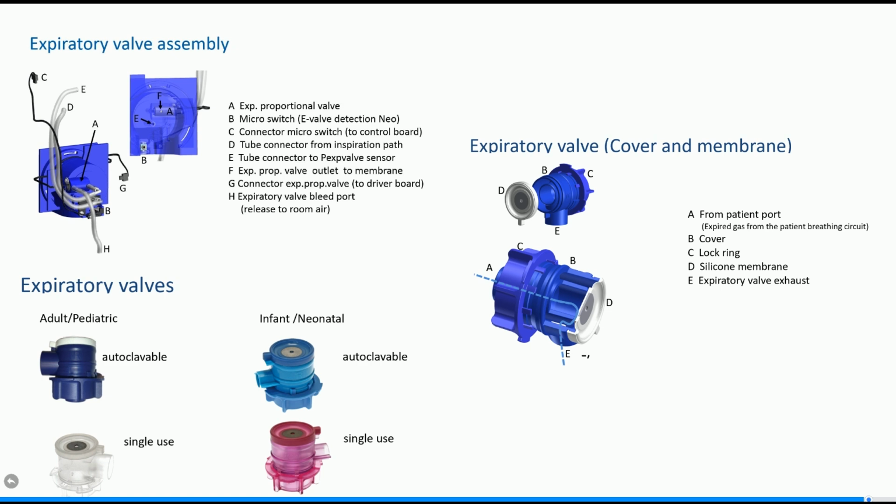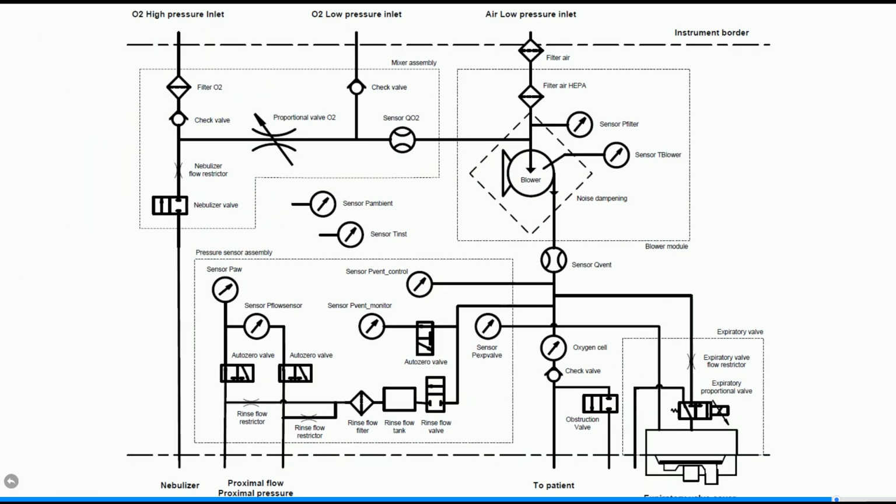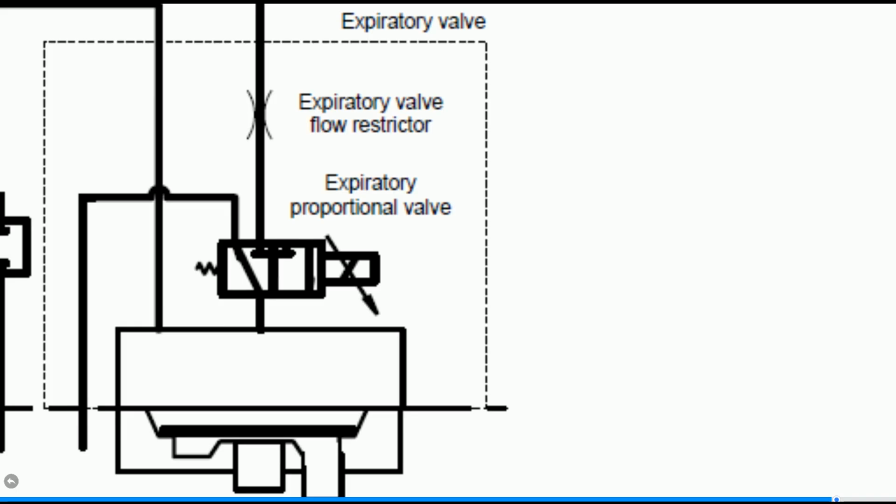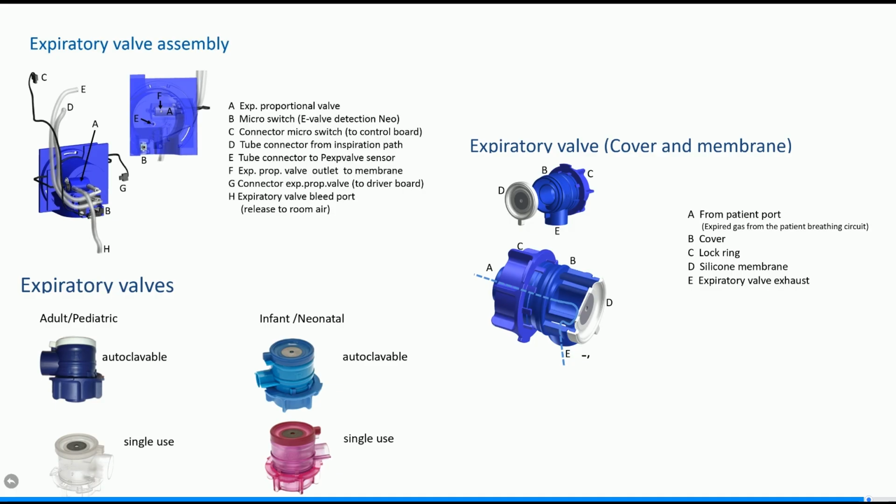The expiratory valve enables gas to escape from the patient breathing circuit in a controlled manner, allowing the patient to exhale. The expiratory valve has 3 pneumatic connections: a tube from the inspiration path, a tube to the PX valve sensor, and a tube to the expiratory valve bleed port. The expiratory proportional valve makes use of the gas pressure to apply the desired pressure to the expiratory valve membrane during the inspiration and expiration phase. Firstly, we will have a look at the ventilator internal expiratory valve assembly and then at the expiratory valve covers.